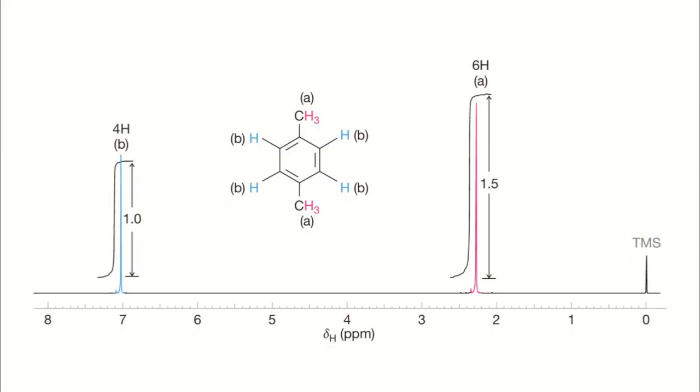Starting with the structure of 1,4-dimethylbenzene, it has two distinct types of hydrogen environments: the 6 hydrogens in the two methyl groups, and the 4 hydrogens attached to the aromatic ring.